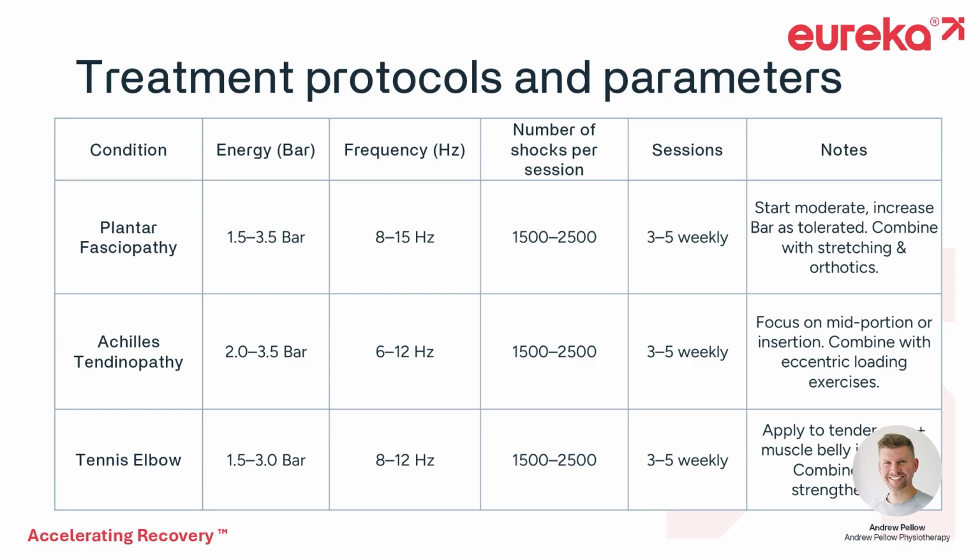For tennis elbow, use 1.5 to 3.0 bar, 8 to 12 Hz for 1500 to 2500 shocks. Again, use 3 to 5 treatment sessions and apply to the tender area and muscle belly if needed. Make sure this is combined with strengthening exercises.